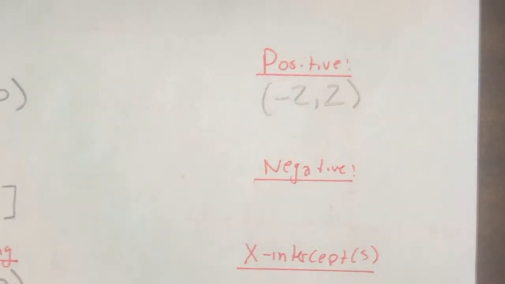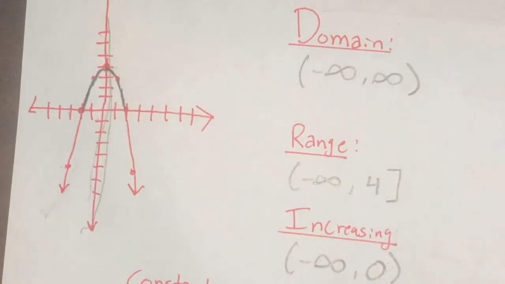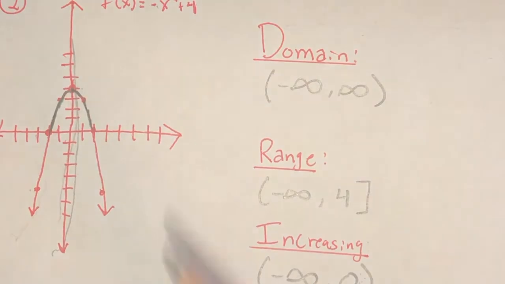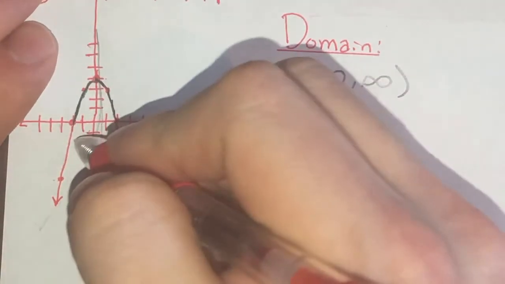-2 to 2. Because what is the y value here? It's 0. 0 is not positive or negative. Here's where we're going to get into a little bit of technicality. So where is it negative? Well, it's negative in two places.